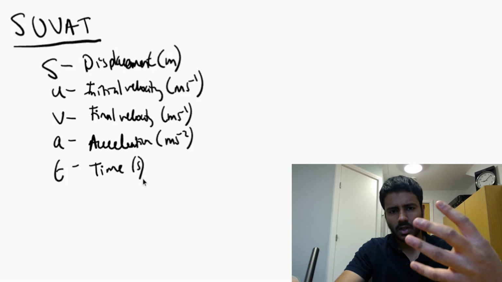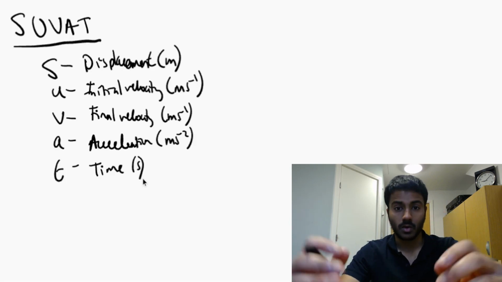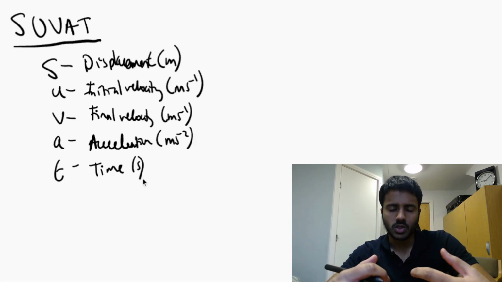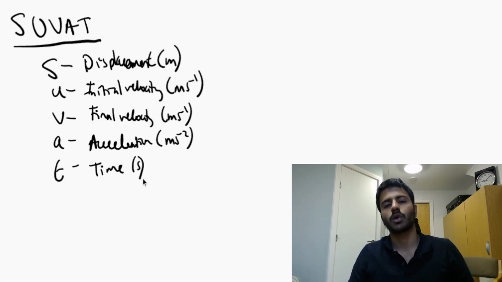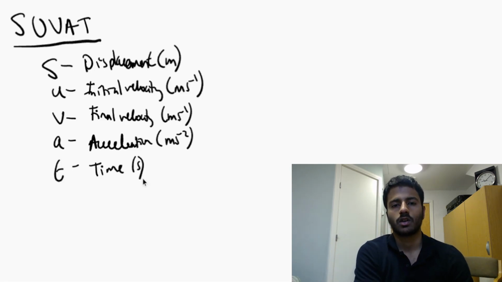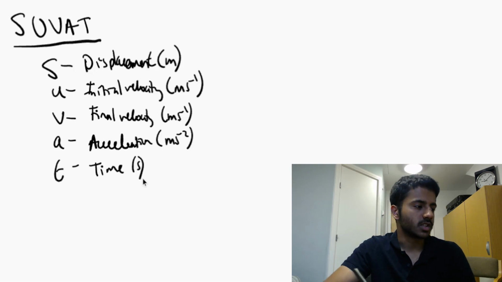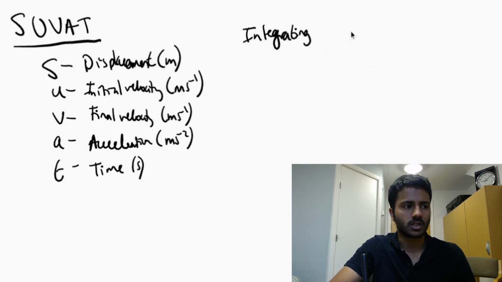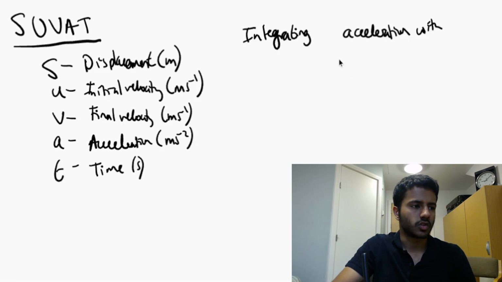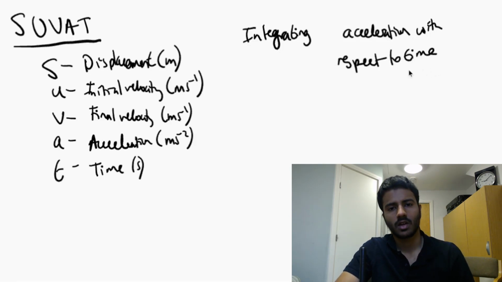Now, there are 4 main equations that you have to remember. I'm going to give you them and you're going to have to take them for granted. But if you want to derive them for fun, as a little bit of an exercise, these equations are derived by integrating acceleration with respect to time. Okay? They're derived by integrating acceleration with respect to time.